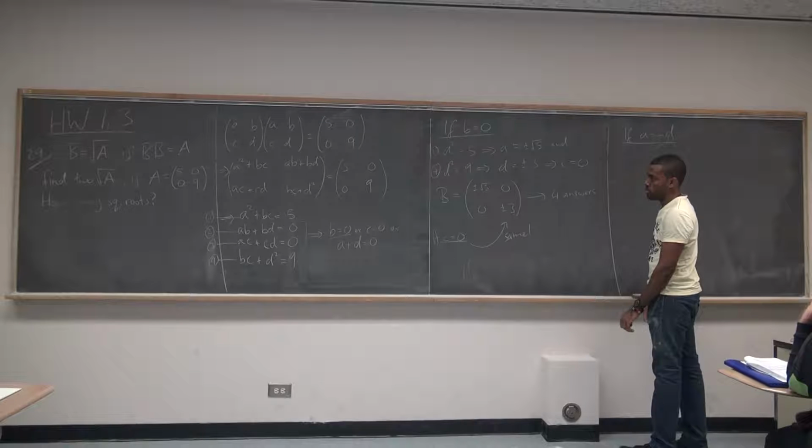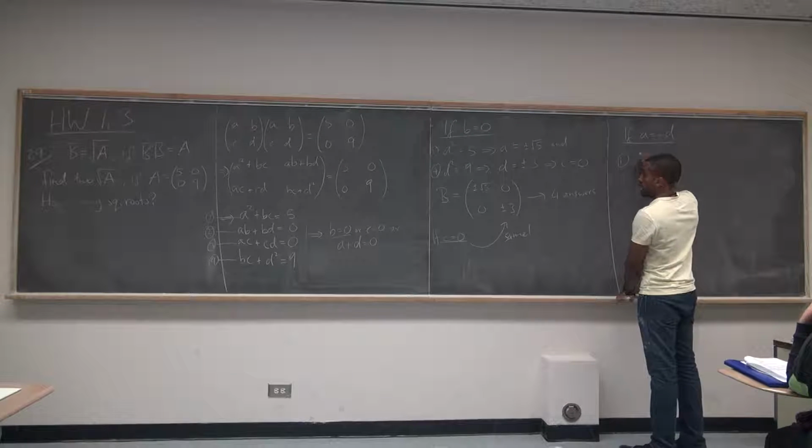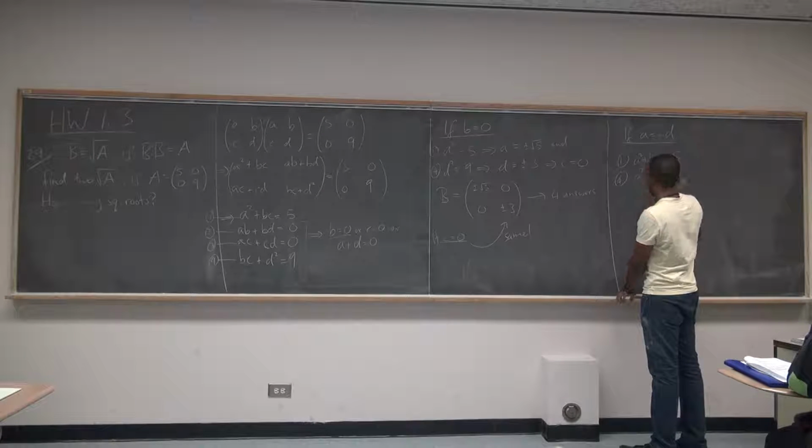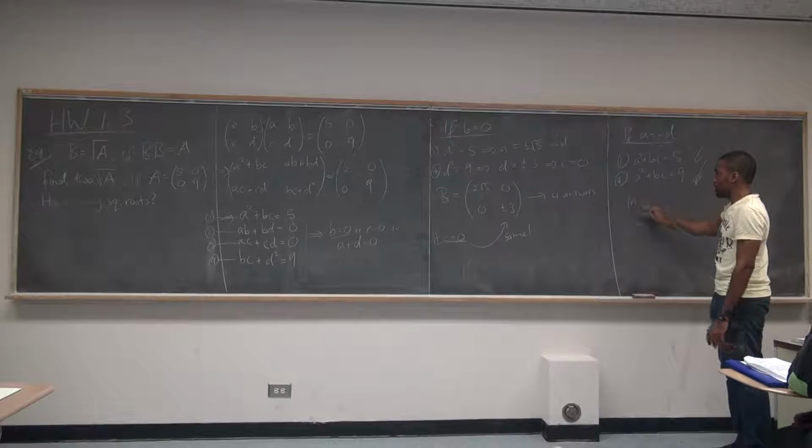It cannot be, because 1 would tell us that A squared plus BC would equal 5, but 4 would tell us, if I replace D with minus A, I get exactly the same expression on the left side, but on this side it would be 9. So this is impossible.